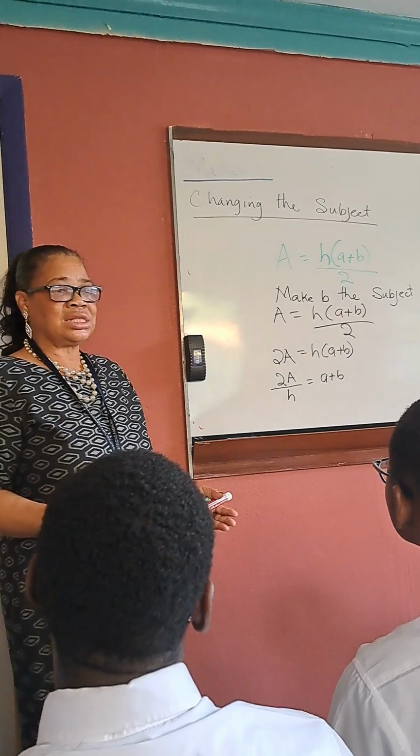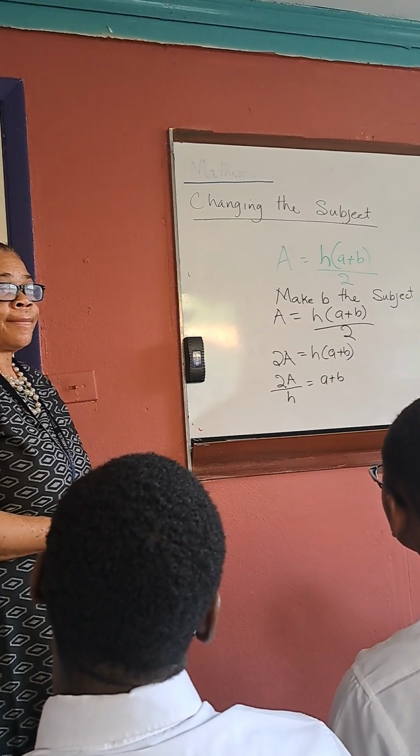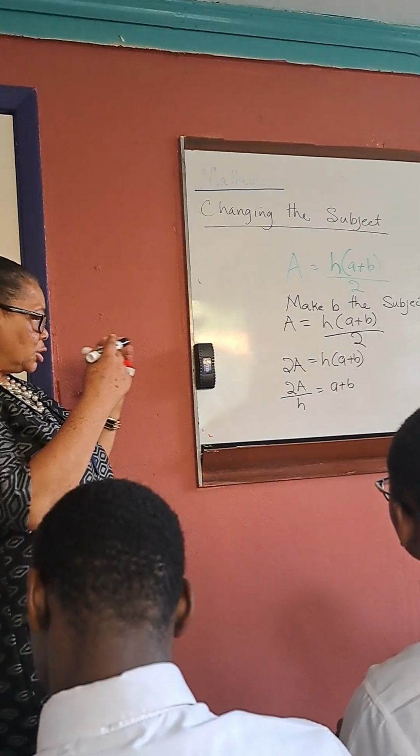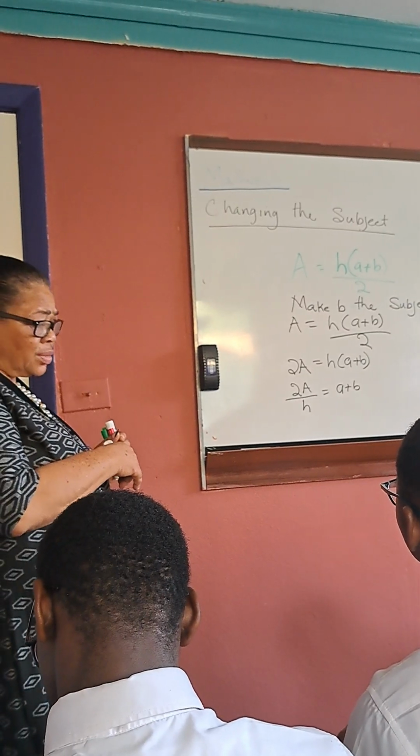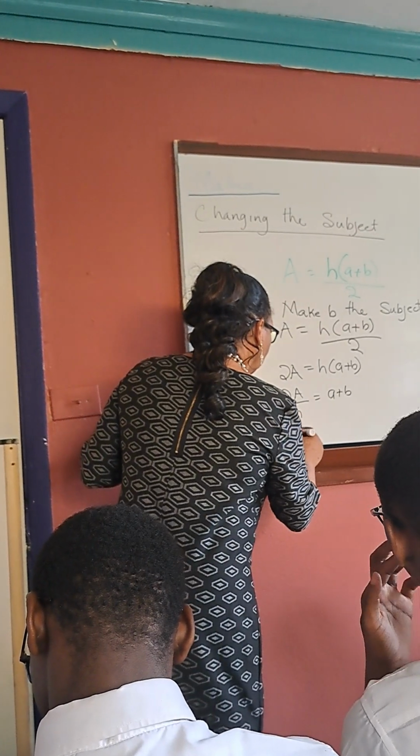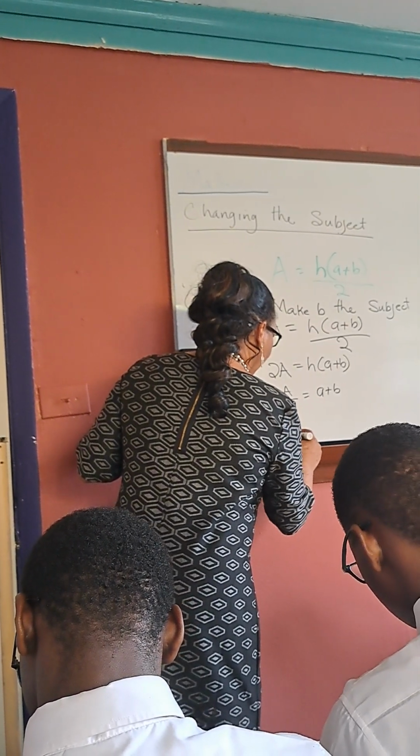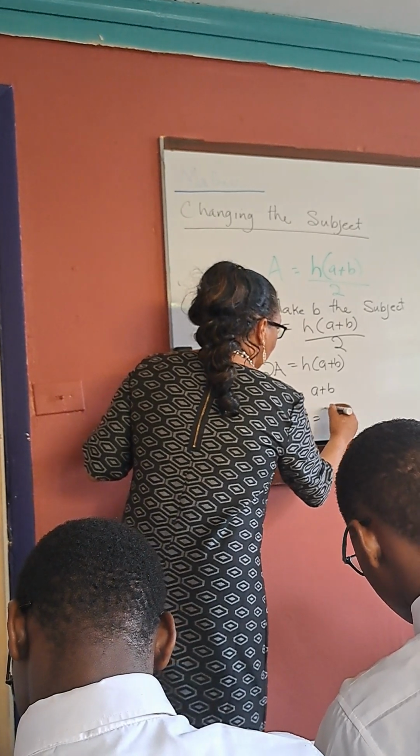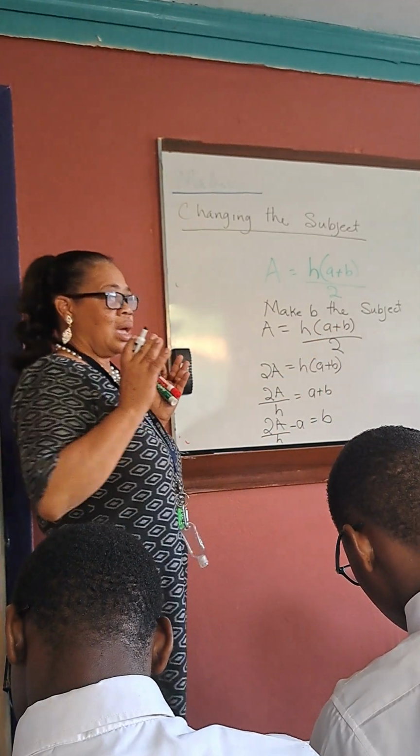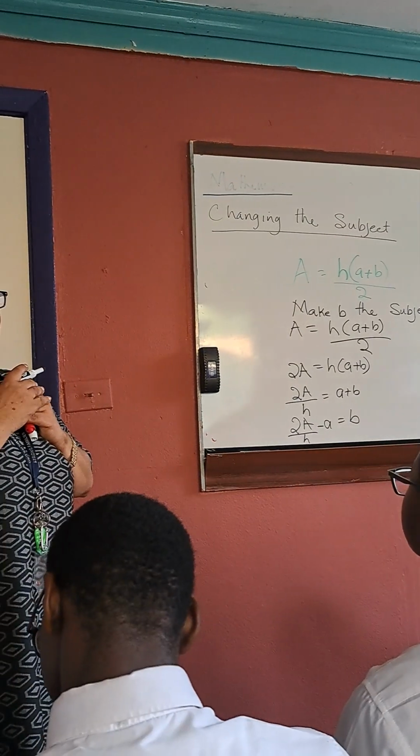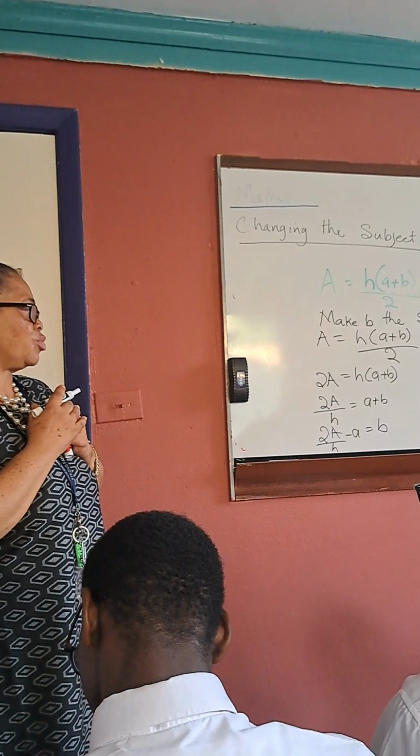So who else is left to come over? A. And what is A doing over here? Adding. So when I bring A over, I'm going to be subtracting. So here goes my formula: 2A over H minus A equals B. And I just changed the subject of this problem.